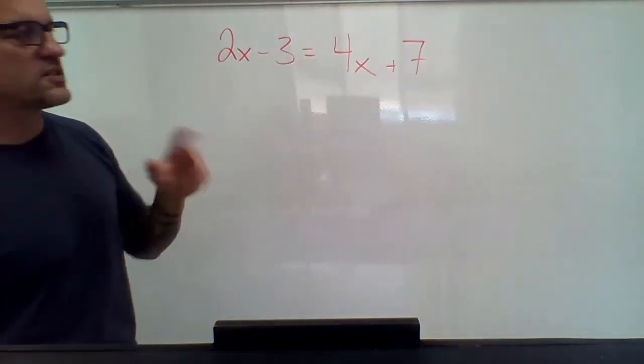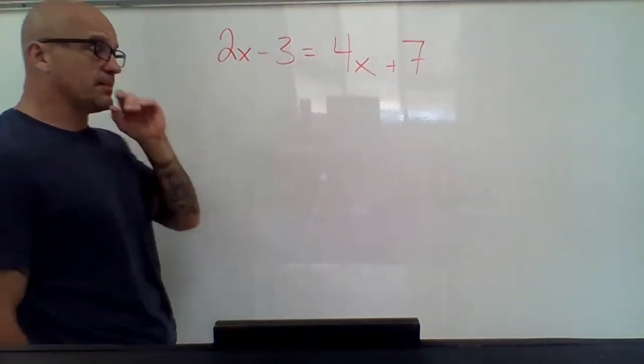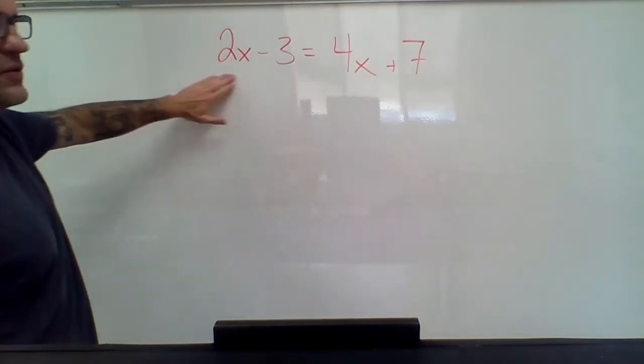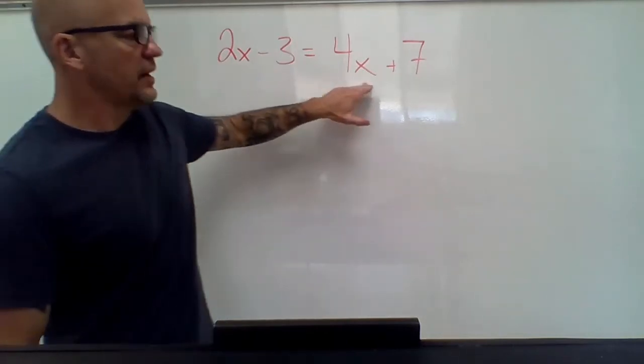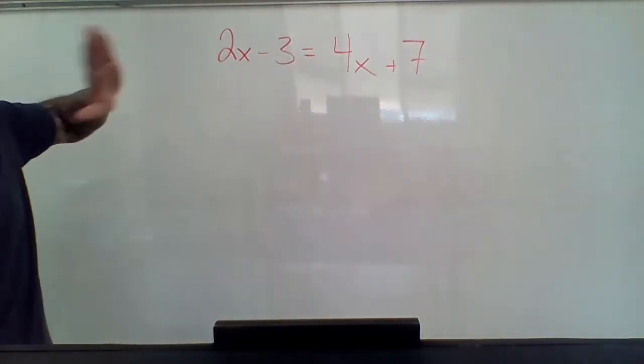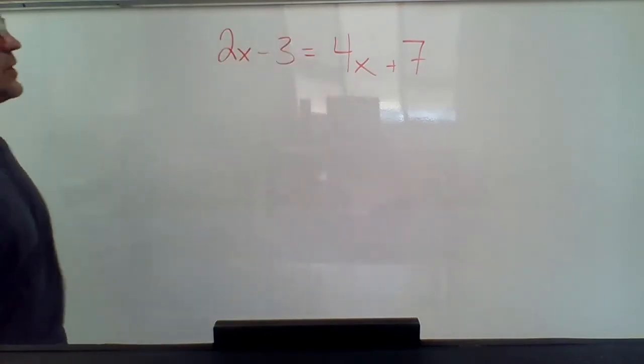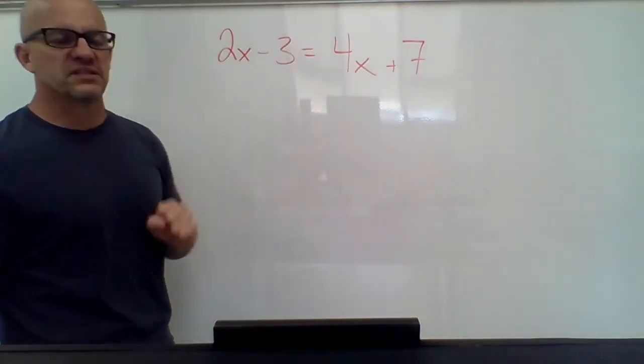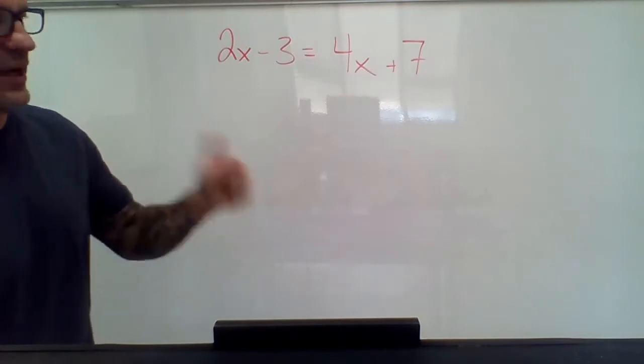Now, step one was combine like terms for each side separately if necessary. Right here, there's no like terms to combine. Right here, there's no like terms to combine. So now we're going to jump down to step two, which says choose the side with the least amount of variables, smallest coefficient, and get rid of it.